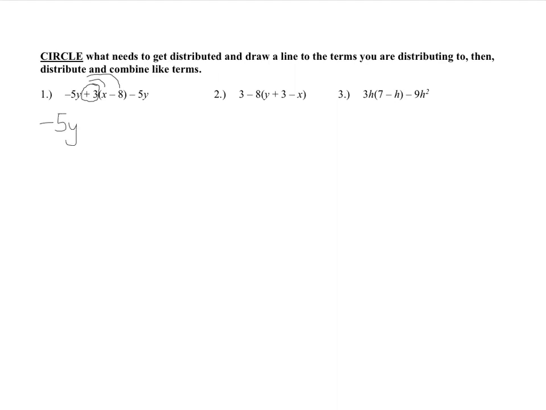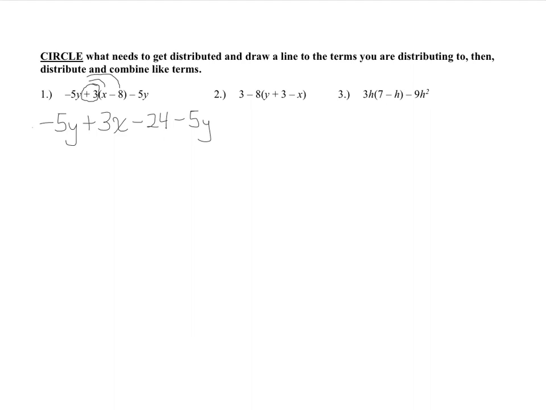So 3 times x is positive 3x, so I get plus 3x. And then 3 times negative 8 is negative 24, so I'm going to write minus 24. And then the minus 5y here at the end, I just bring that straight down because it's not inside the parentheses. So then the next thing I do, I think about combining my like terms.